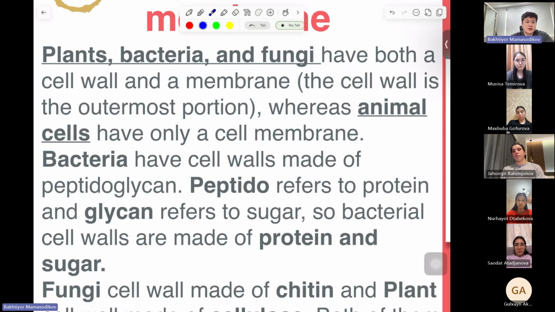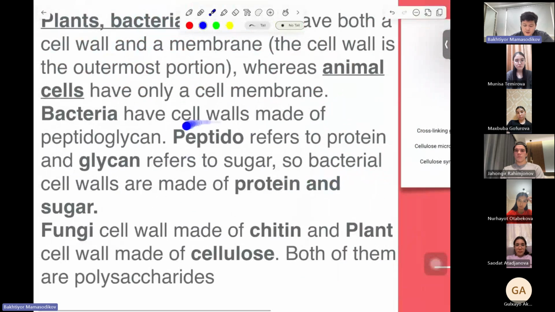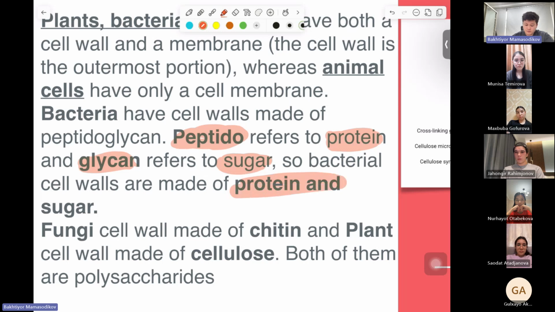What's the meaning of peptidoglycan? Peptido refers to the protein, and glycan means sugar. So the bacterial cell wall is made of proteins and sugars.